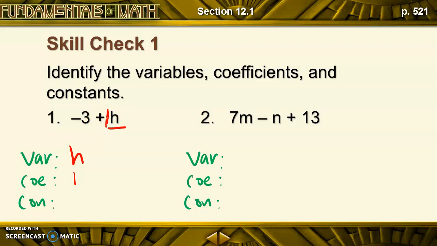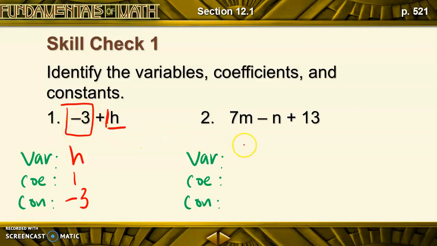Well, if there was a 0 here, this would be 0 times h, and 0 times h is 0, and h would not be here. But because h exists, it means that the coefficient is going to be 1. So, if you ever have a variable that has no apparent number in front of it, we can assume the coefficient to be the number 1. Now, what is the constant? The constant is going to be -3. -3 does not have a variable attached to it, therefore it is a constant.